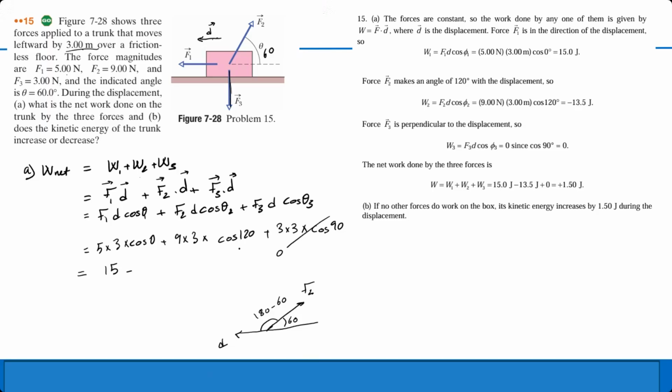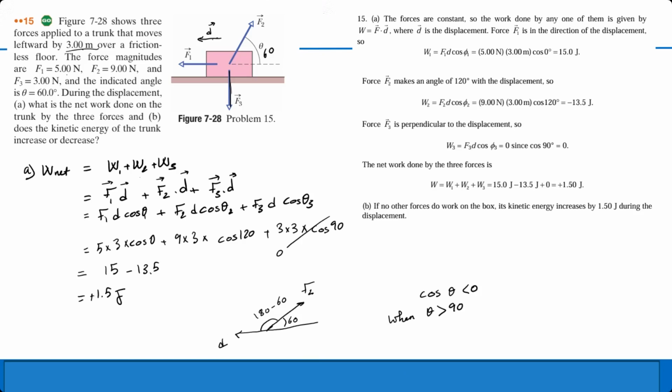For any cosine of an angle where the angle is greater than 90, the cosine of it will be negative. So expect to have a negative work done. So here you will get minus 13.5. If you solve, you'll get 1.5 joules. This is the net work done on the object.